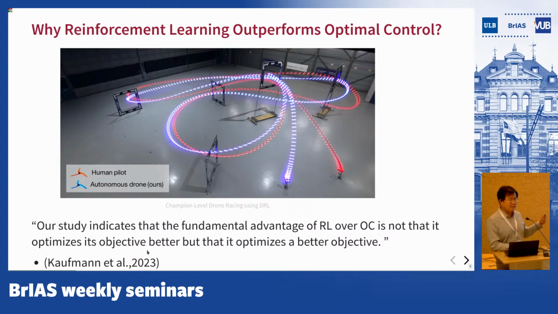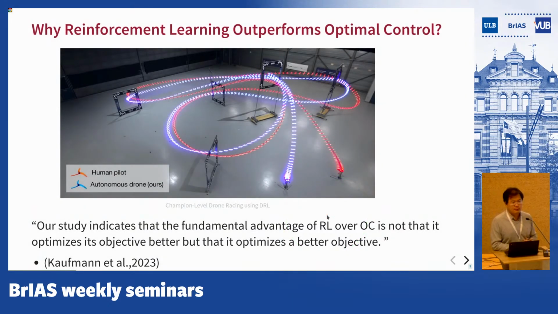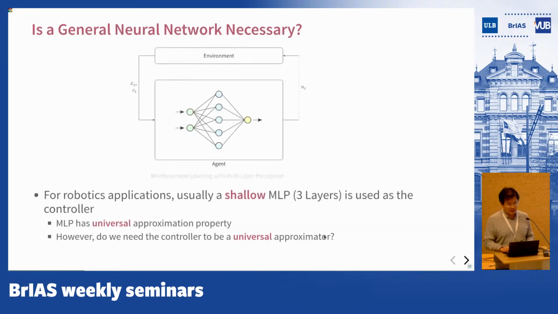So they develop a reinforcement learning algorithm that makes an autonomous drone actually race faster than a human pilot. What they observe is that the fundamental advantage of reinforcement learning over, for example, optimal control is not that it can optimize better, because optimal control, as we know it, is optimal. Regardless of what problem you send it, it should give you the optimal solution. But in reinforcement learning, as we find out later, you can put a lot more objectives into the learning framework. So a lot of times it will be able to optimize a better objective. So that's what we observe.